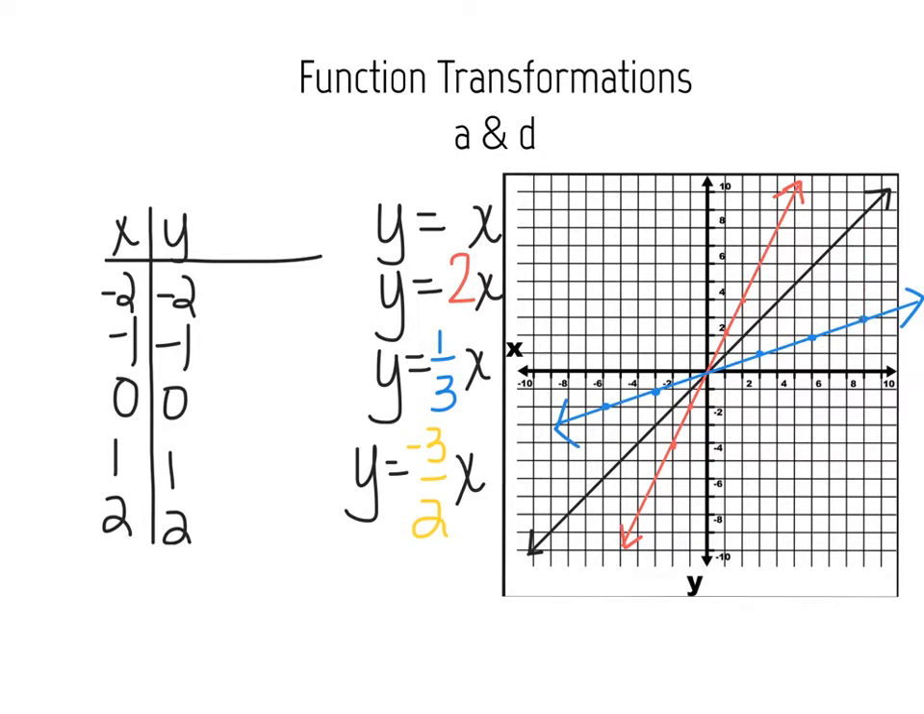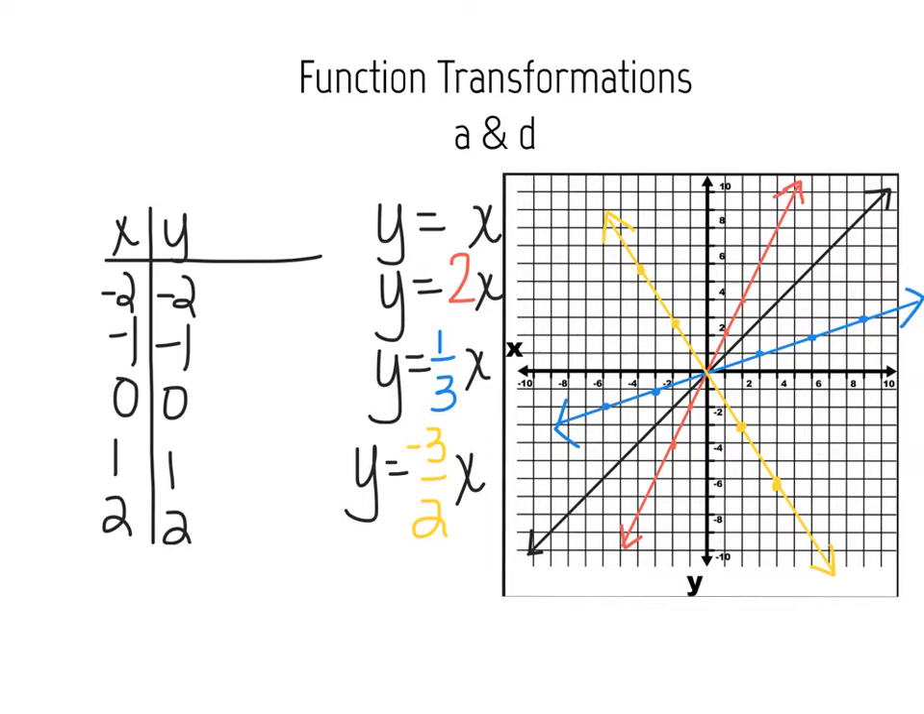Now I'm going to put the negative 3/2 slope on. Notice that what happened here was I am no longer rising to the right. I am falling to the right. This you learned in Algebra 1 is a negative slope. Positive slope up to the right, negative slope down to the right.